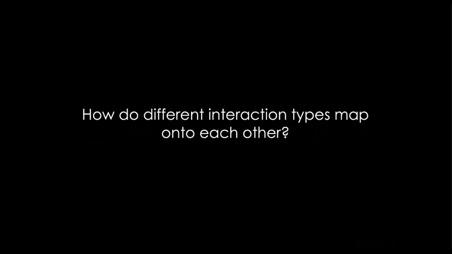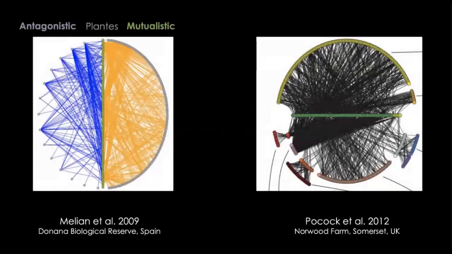So how do different interaction types map onto each other? And actually, there have been a number of really nice studies that date quite far back. Carlos Melian and colleagues published in 2009 a network including 2 interaction types: plant-pollinator and plant-seed dispersal interactions on the one hand, and plant-herbivore interactions on the other hand.